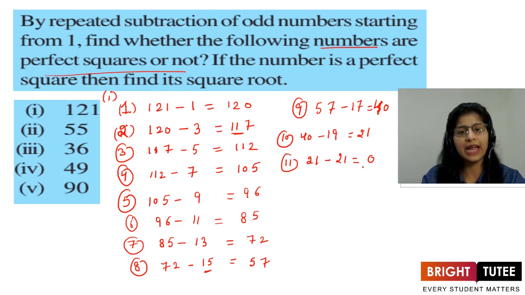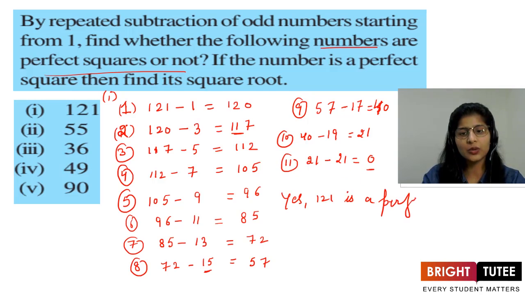So yes, at the end, after subtracting odd numbers only, we are getting 0. So we write, yes, 121 is a perfect square. Right. So if it is a perfect square, we have to find the square root of that number. We know how many steps we have operated? 11. So the square root of 121 will be equal to 11.